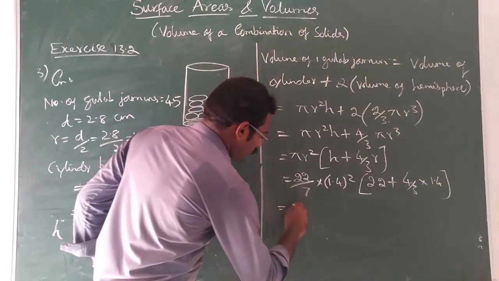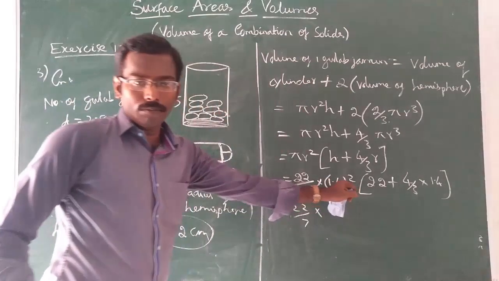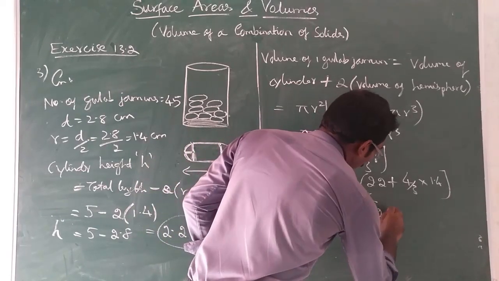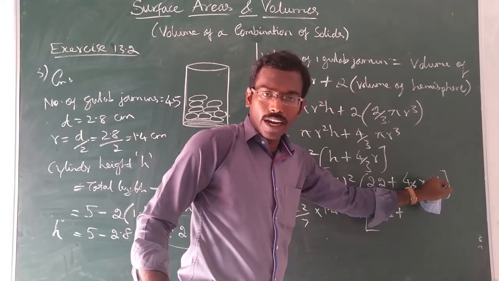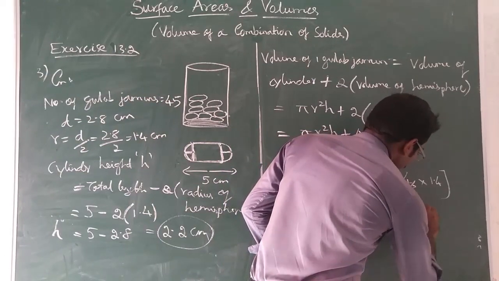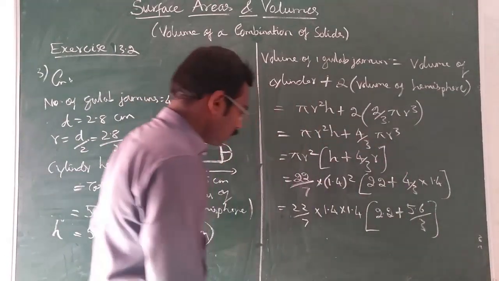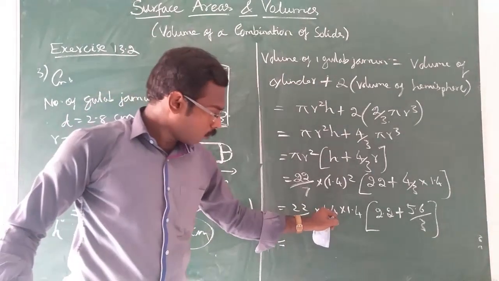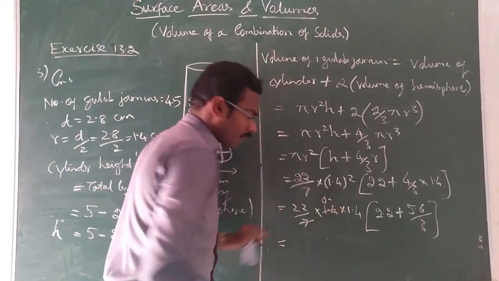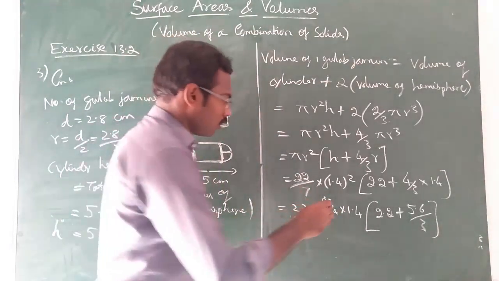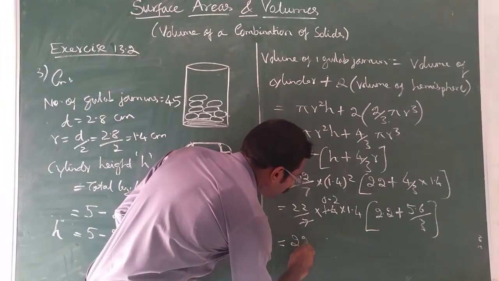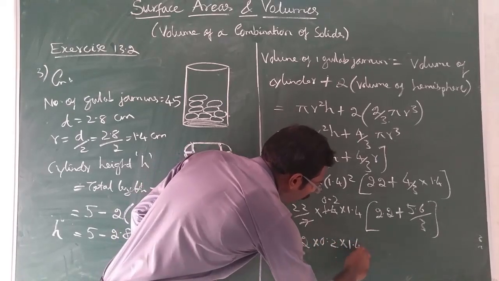Now this is square, so you cannot multiply directly. Write it as 1.4 into 1.4 into 2.2 plus 4 into 1.4, and 4 into 1.4 if you multiply, the answer will be 5.6, divided by 3. Okay, now can we cut this 7 with 1.4? 1 is not divisible by 7, so 0. Now 14 divided by 7 is 2, so the answer is 0.2. So we can write this as 22 into 0.2 into 1.4.